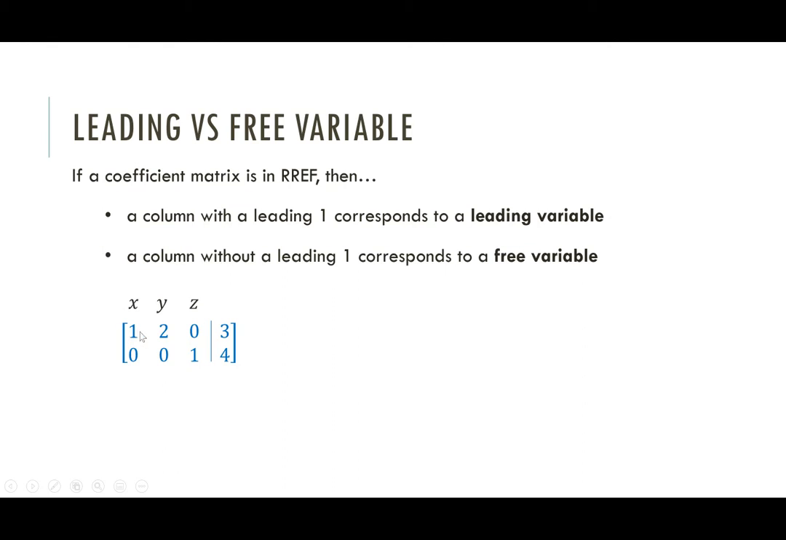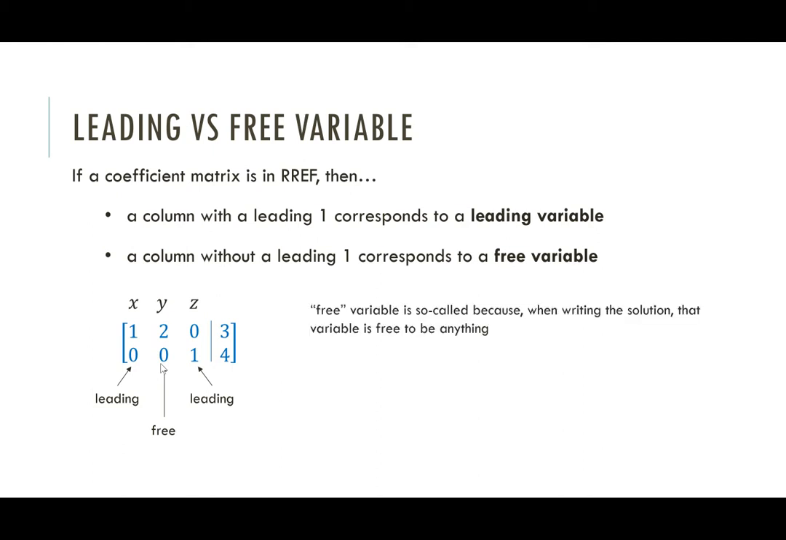So, okay, in this row, here's our leading 1, so this column corresponds to a leading variable. In row 2, the first non-zero entry, this leading 1, is in the third column, so z is a leading variable. And then this column here has no leading 1s, so y corresponds to a free variable. So, okay, that's just applying the definition, but what's going on here?